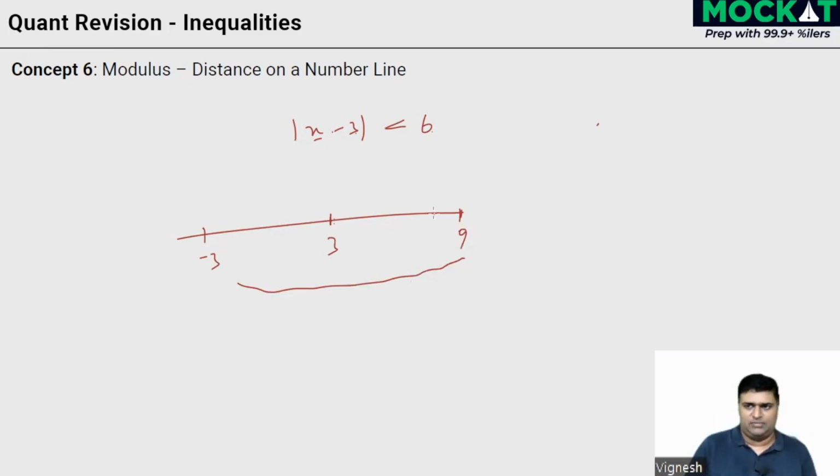Take anything to the left of this, 8. What is the distance of 8 from 3? That's 5 units. 8 minus 3 is 5 units, satisfies. Take something like minus 2. What is the distance over here? The distance over here is 5 units. Put a minus 2 here, minus 2 minus 3 is minus 5. Put a modulus and you get 5 units. So it's all going to satisfy, right? So this is the range we look at.